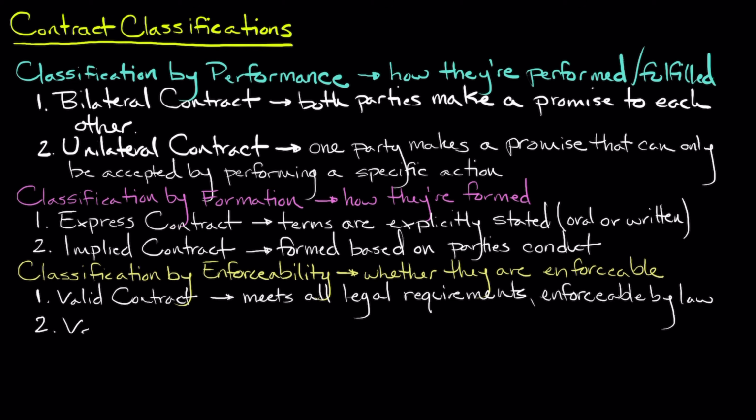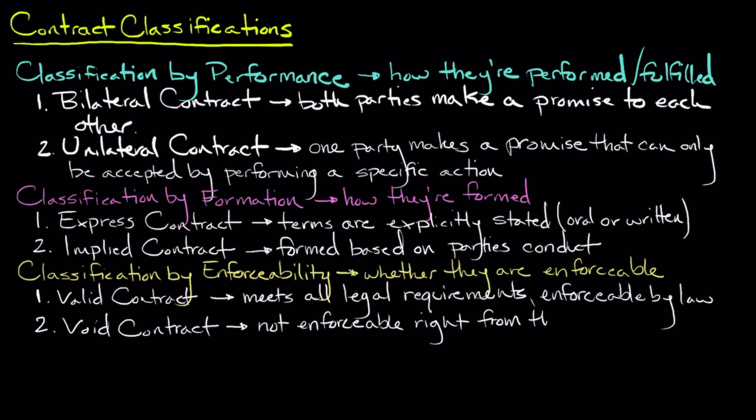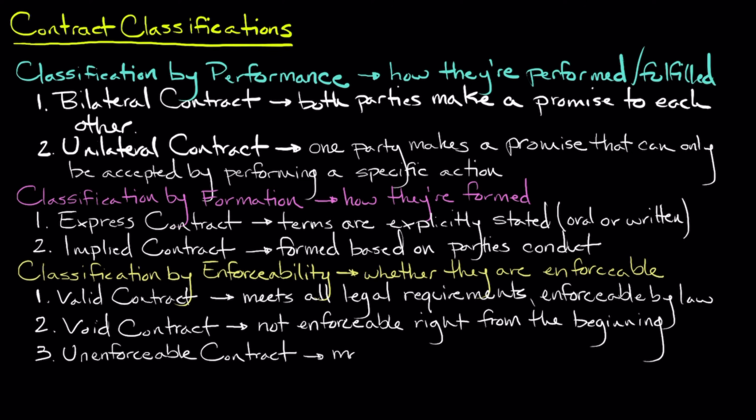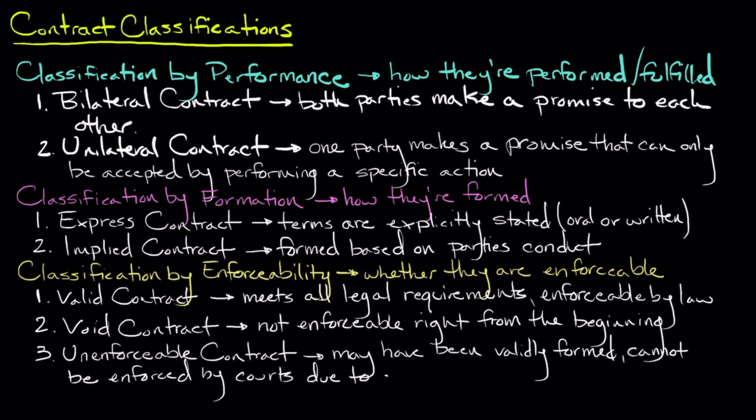A void contract, on the other hand, is not legally enforceable right from the beginning. It lacks one of the more essential elements, such as illegal subject matter or involving parties who maybe lack legal capacity. An unenforceable contract is one that may have been validly formed but cannot be enforced by the courts due to some sort of legal defect. For example, if a contract is not in writing as required by the statute of frauds, it may be unenforceable.